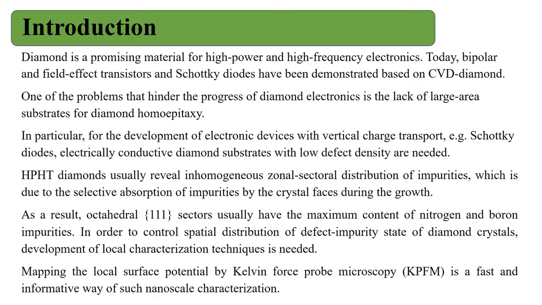HPHT diamonds usually reveal inhomogeneous zonal sectoral distribution of impurities, which is due to the selective absorption of impurities by the crystal phase during the growth. As a result, octahedral 111 sectors usually have the maximum content of nitrogen and boron impurities.